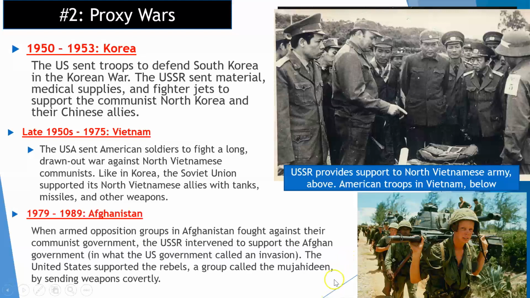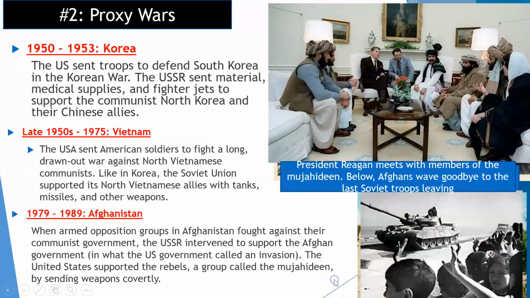And then in the 1980s in Afghanistan, when armed groups in Afghanistan fought against their communist government, the USSR intervened to support the Afghan government in what the U.S. called an invasion. The United States supported the rebels, a group called the Mujahideen, by sending weapons covertly. Here you see President Reagan meeting with members of the Mujahideen.